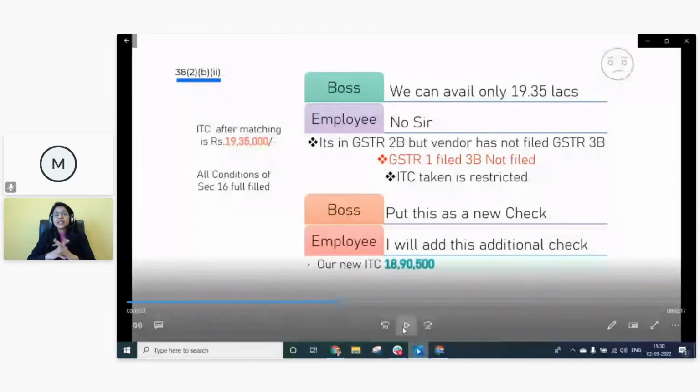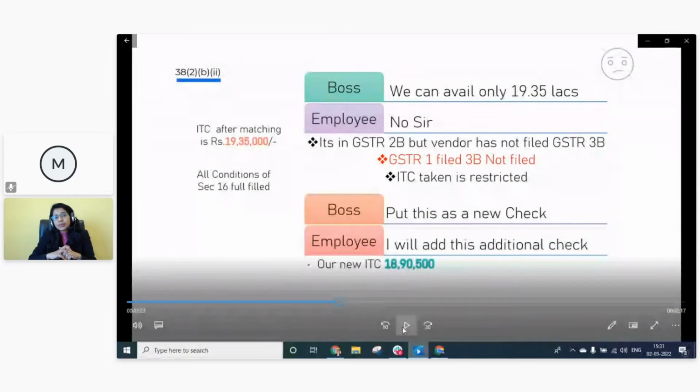So the second condition of this section number 38, which is newly introduced, is that your supplier should have filed both GSTR 1 and GSTR 3B. If they have not filed their GSTR 3B, then you have to reverse your ITC. The bigger problem if this gets notified is this: we know this condition is anyhow already in the Act. This is already part of our section 16 conditions.